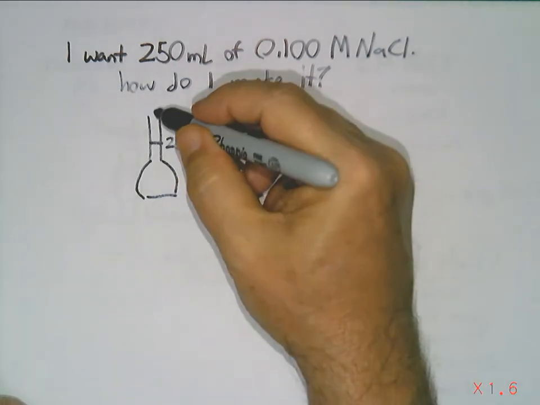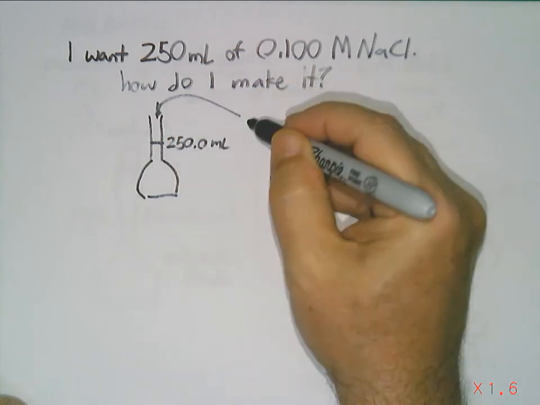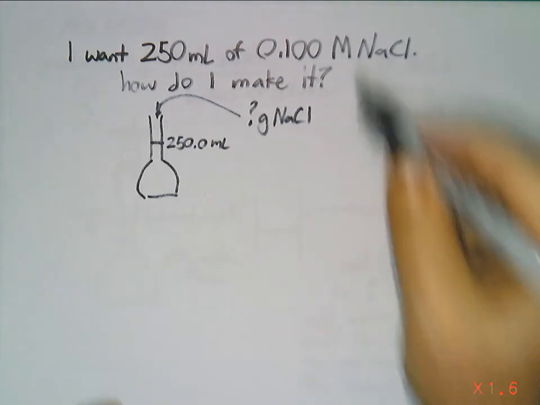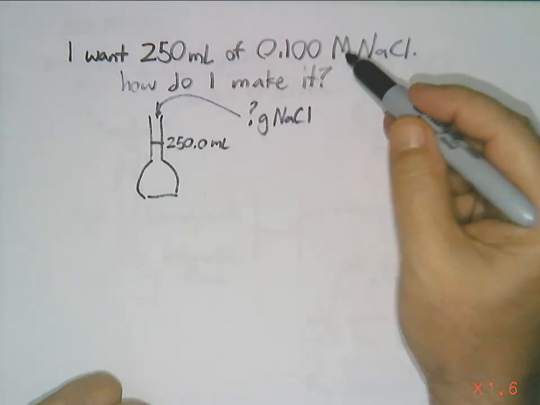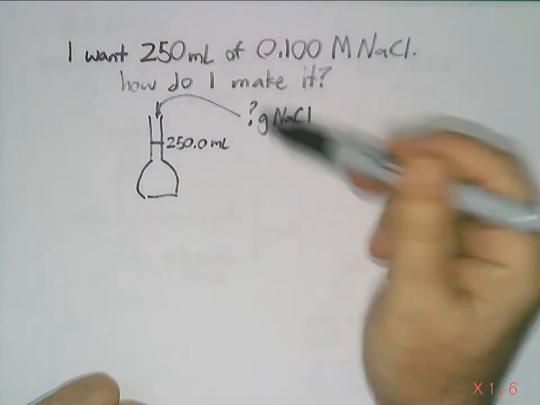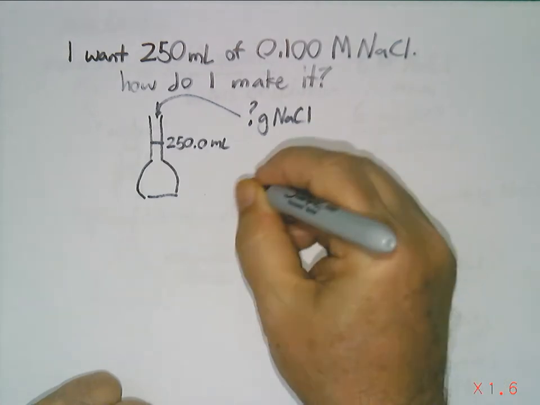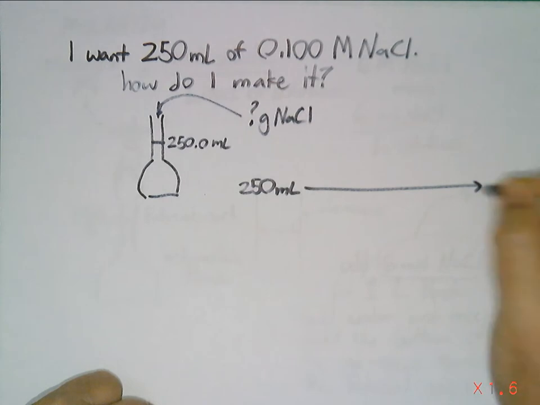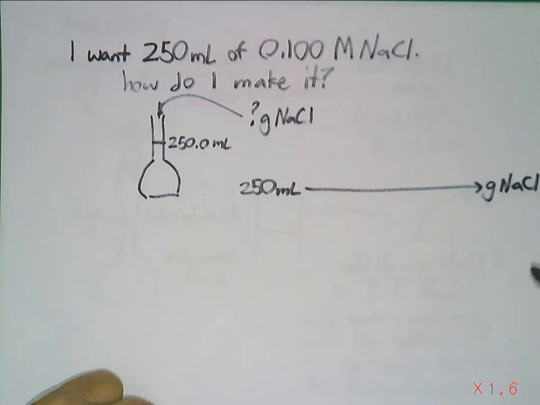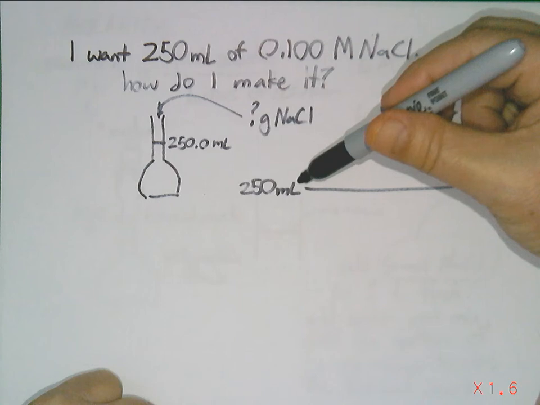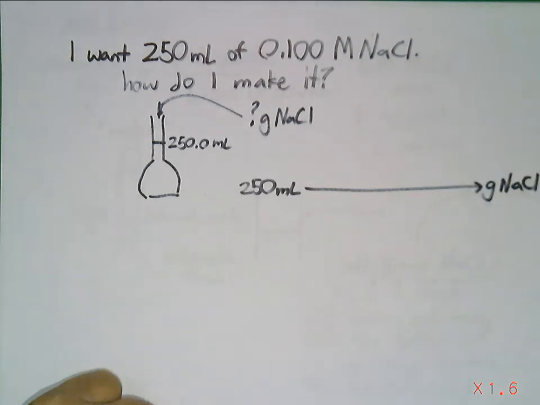Then I am going to figure out how many grams of NaCl I need to dump in there to make up a solution with this concentration. Now, how do I do it? Okay, well, in this case, I don't have 1 liter. But what I can do is take my 250 milliliters of solution and turn it into grams of NaCl that I need. It's a unit conversion, really. And this molarity gives me a link between a volume of solution and an amount of solute.